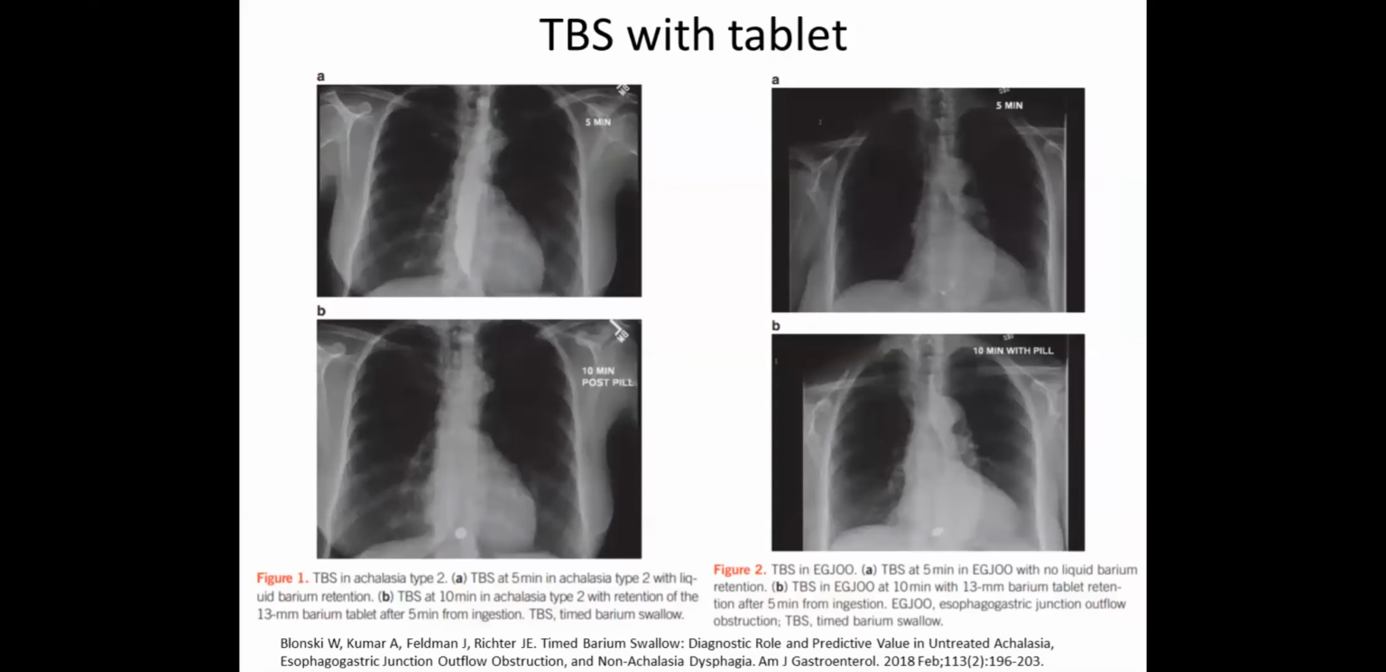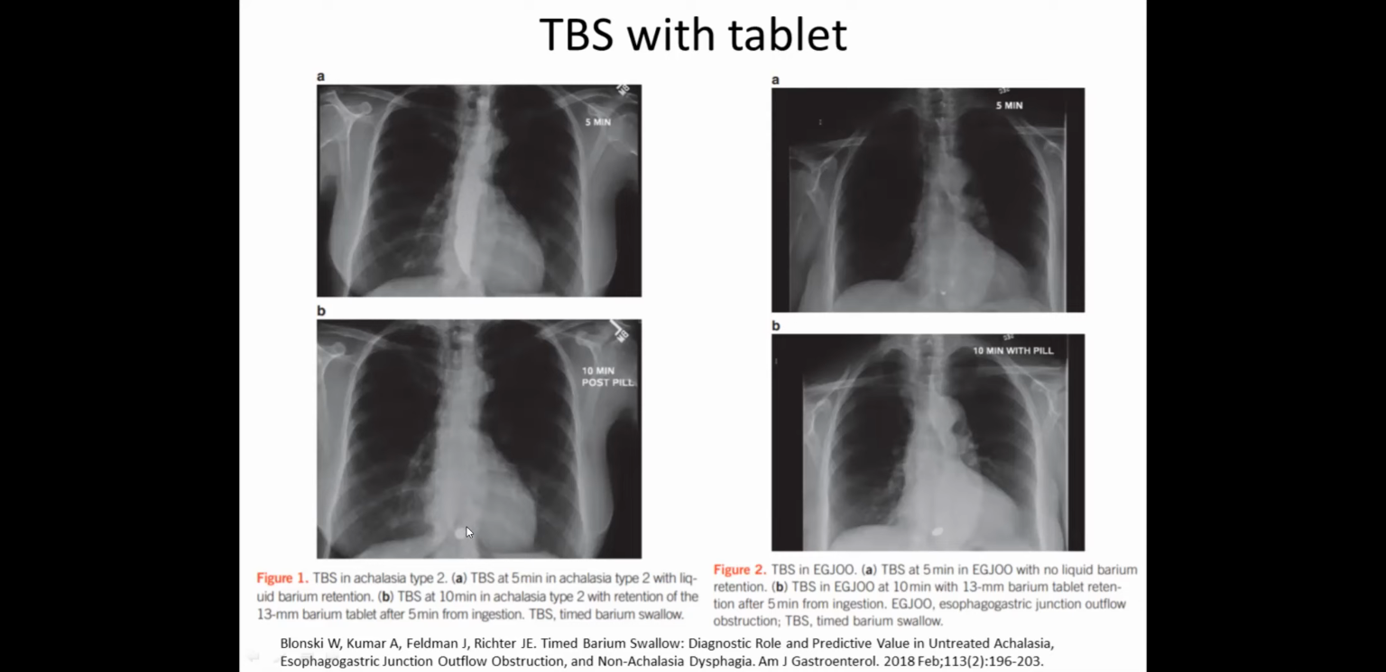So this is what I mean by a timed barium esophagogram. As you can see, after 5 minutes in achalasia, you can see a lot of barium retention in the upper left corner. This is what happens after 5 minutes: the barium doesn't pass through the LES. You can do the same thing with a tablet, if you look at diagram B. Ten minutes after the swallow, the tablet did not pass through the lower esophageal sphincter. So this is a way to demonstrate it.